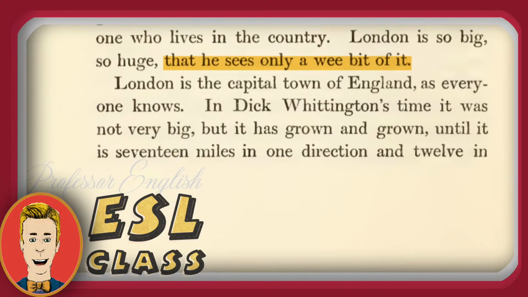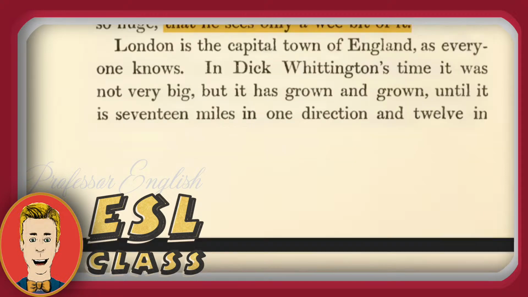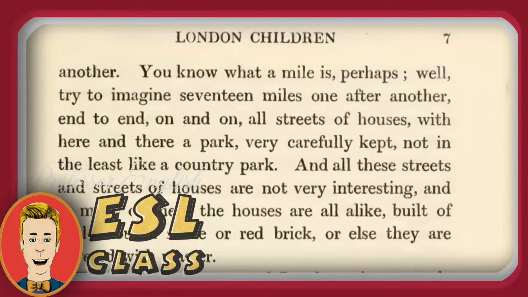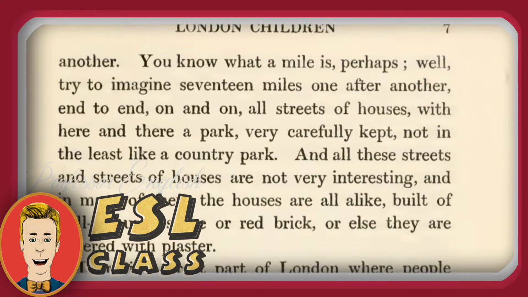London is the capital town of England, as everyone knows. In Dick Whittington's time, it was not very big, but it has grown and grown until it is 17 miles in one direction and 12 in another. You know what a mile is, perhaps. Well, try to imagine 17 miles, one after another, end to end, on and on, all streets of houses, with here and there a park, very carefully kept.